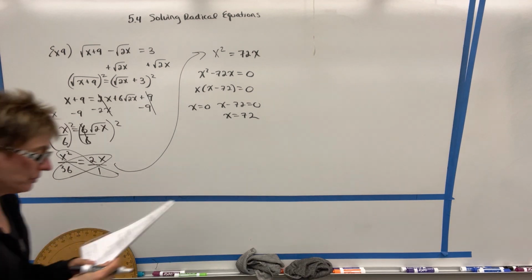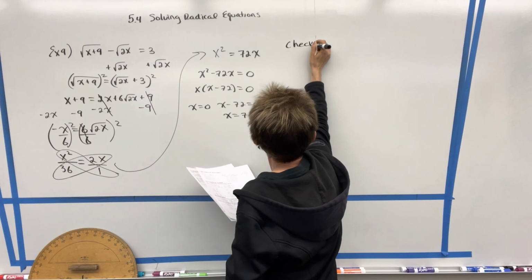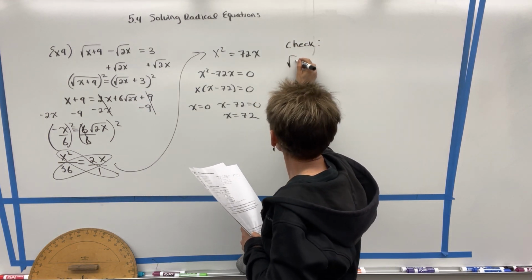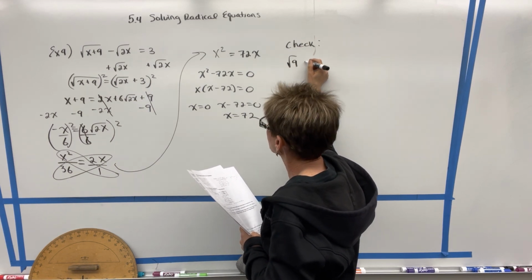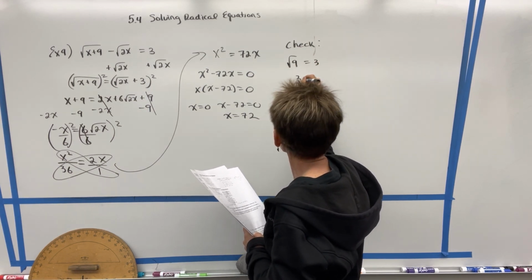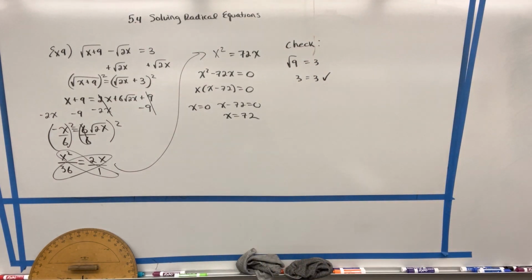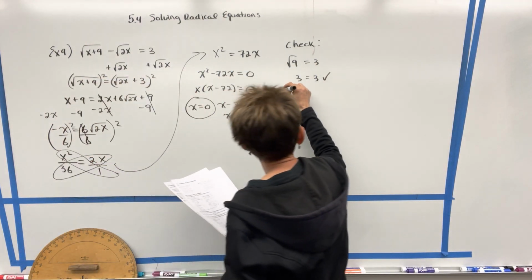Let's check both to see if they work in our original equation. So if we plug 0 in, the square root of 0 plus 9 is the square root of 9, minus the square root of 0. Is that equal to 3? Yes. So when we plug 0 into our original equation, we do get something that works. So we can go ahead and keep this as a solution.